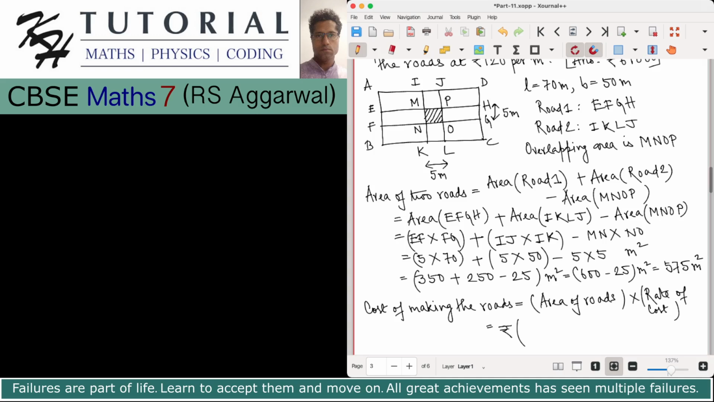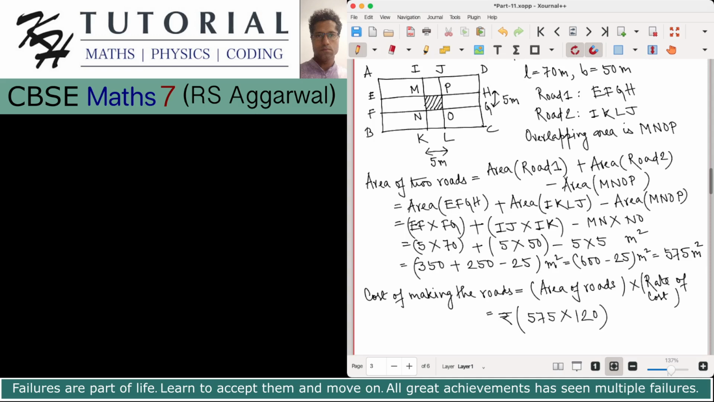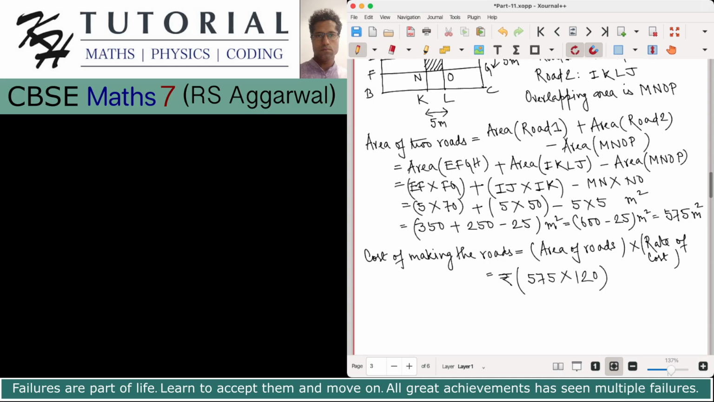What is the area of the road? Area of the road is 575, and what is the rate of making the road? It is rupees 120 per meter square. So this must be the total cost of making the roads. So this is equal to rupees, how much is 575 multiplied by 12, 10, 11, 5, 7, 5, 0, 12, 9, 6, 6, 9, 2, 0 and 0.